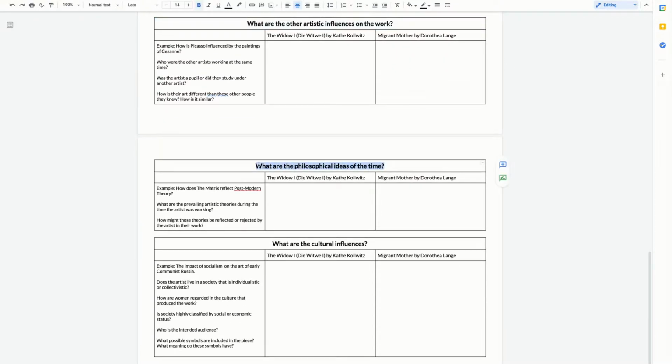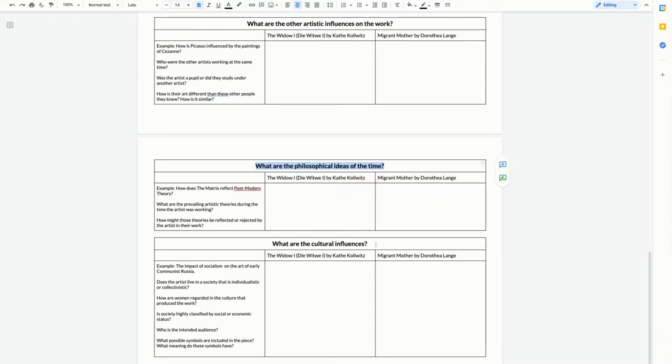And then we have, what were the philosophical ideas of the time? So this could be, what sort of movement was going on? Were they part of that movement? Were they not part of the movement? Were they working outside the system? Did other artists like their work? Did other artists hate their work? So tell me about those sorts of things.